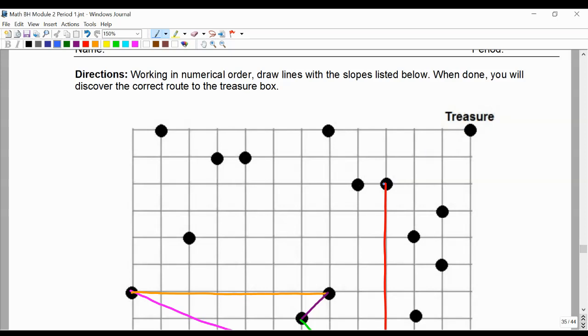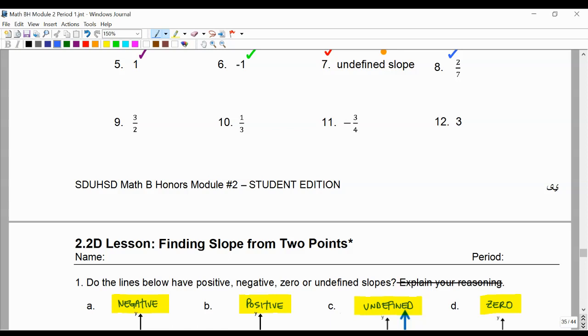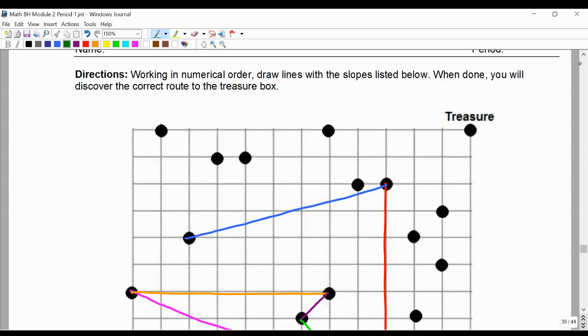Oh, I don't see anything. Oh, I'm guessing 2/7 is probably this one. If I were to go from the left point to the right point, it's up 2, right 7. Next is 3/2. Up 3, right 2.